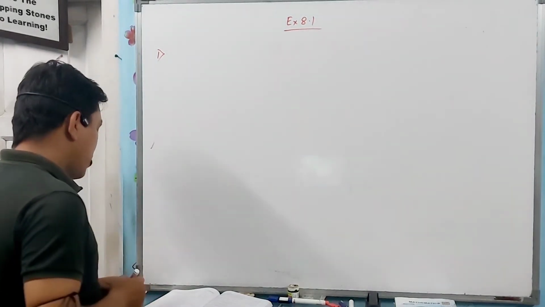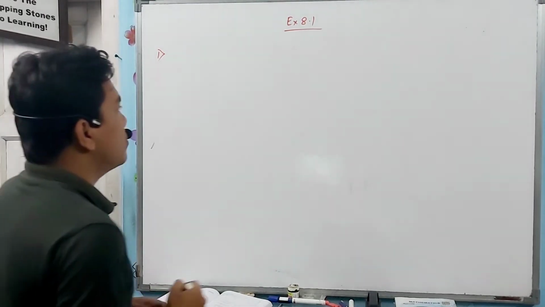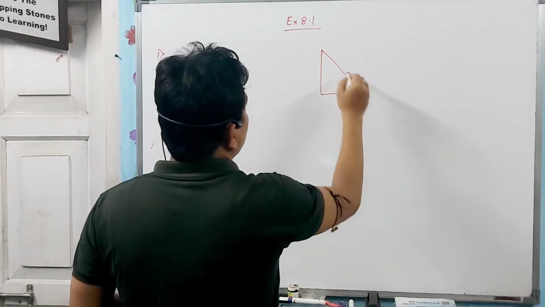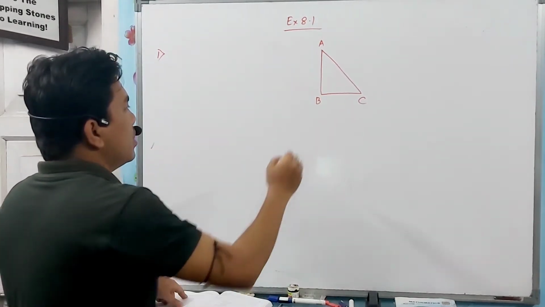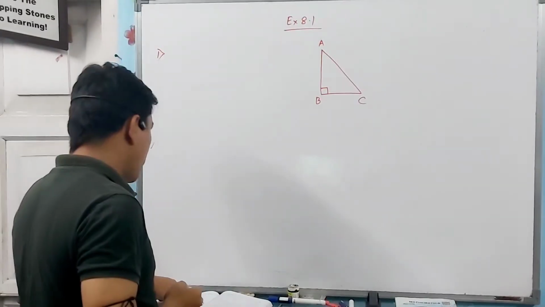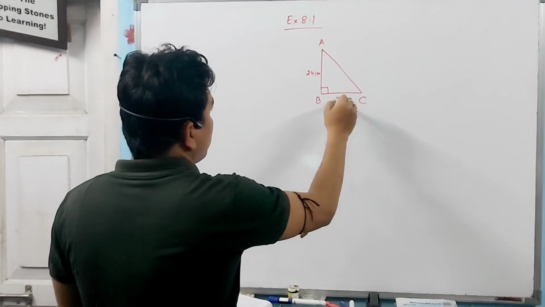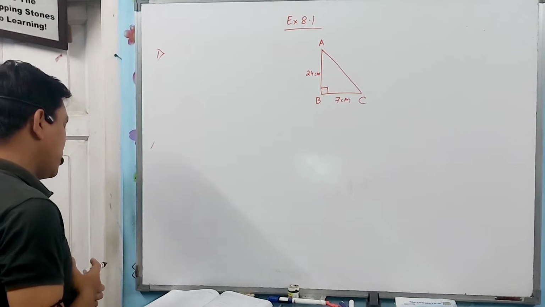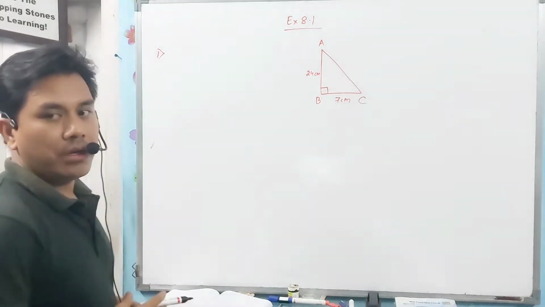In question number 1, it is given that in triangle ABC, right angle at B. So at first we have to draw the triangle ABC. Angle B should be 90 degrees. Here AB is given as 24 centimeter and BC is given as 7 centimeter. We have to find out sin A and cos A.